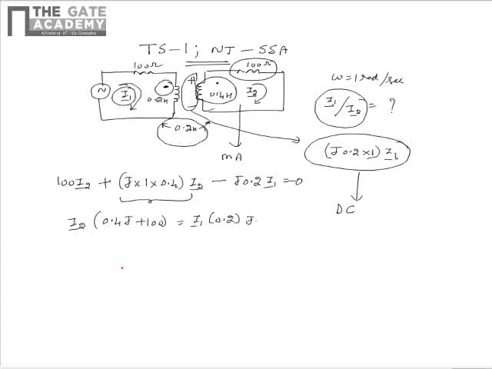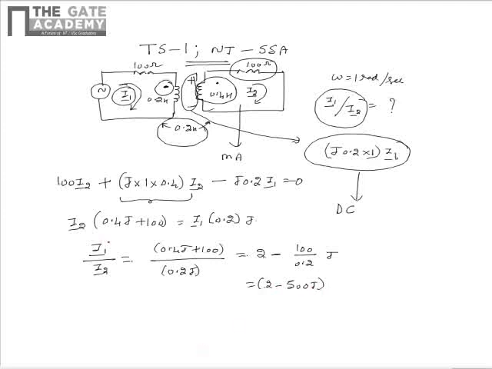Upon simplification, we see that this can be written as I1 by I2 is equal to 0.4 J plus 100 divided by 0.2 J. So upon division, we see that this can be written as 2 minus 100 divided by 0.2 J. So this upon simplification becomes 2 minus 500 J.